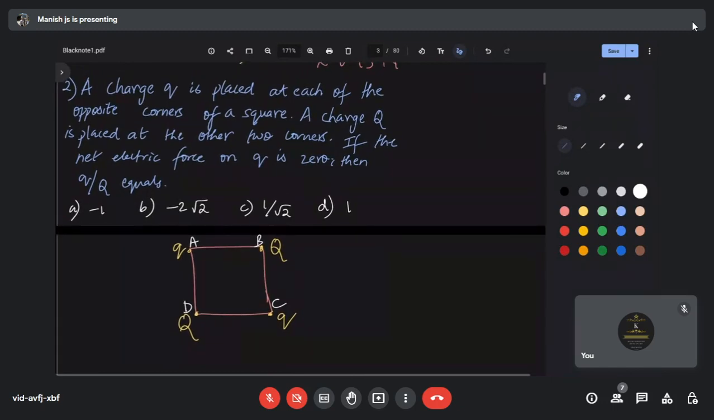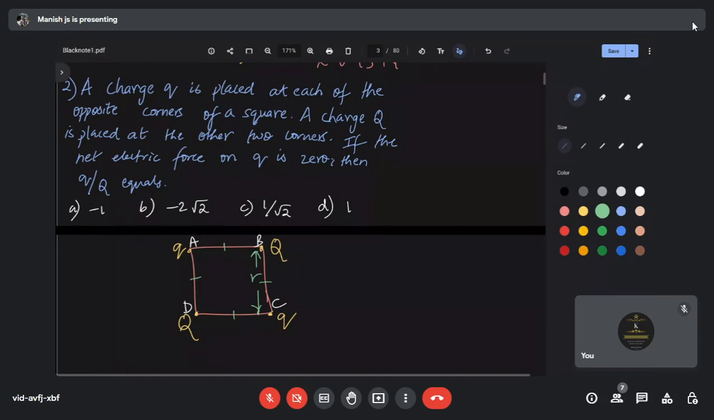Now we know that in a square all sides are equal, so all of them are equal. I am just marking that. Imagine the side here is r, a small r length. So if the net force on small q is 0, then what is the ratio of small q to capital Q that they are asking? So what will be the ratio?